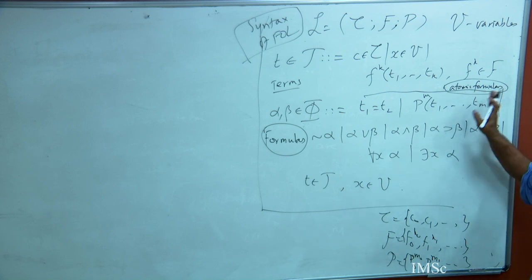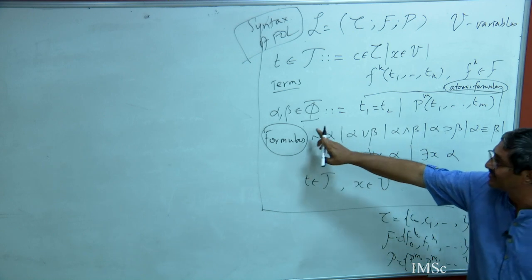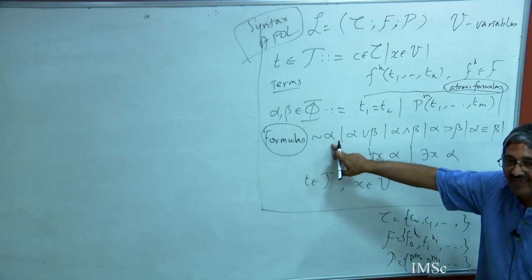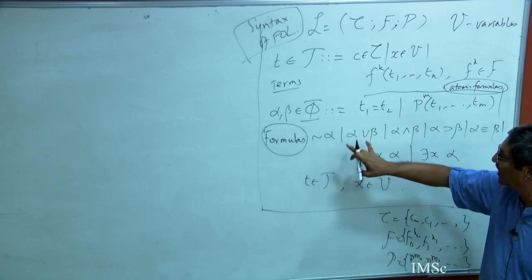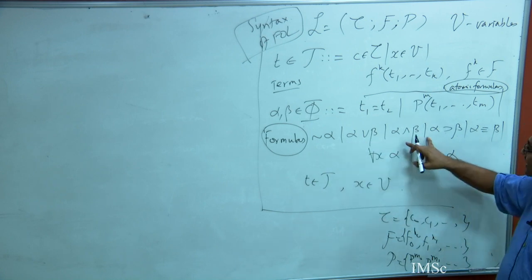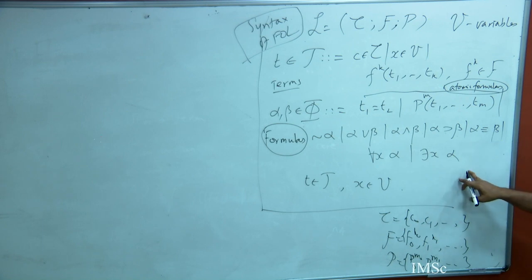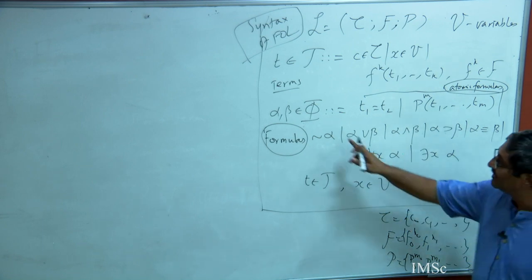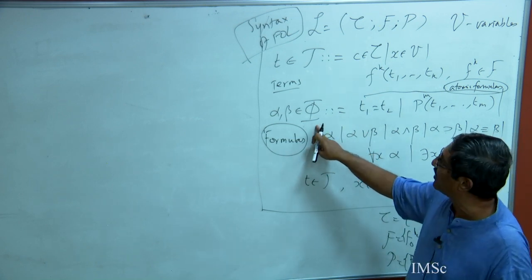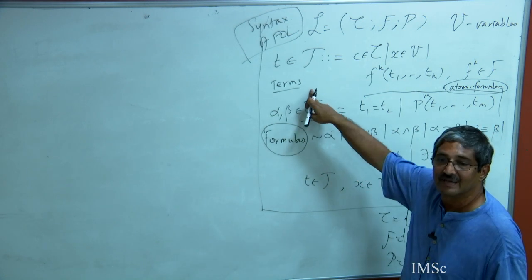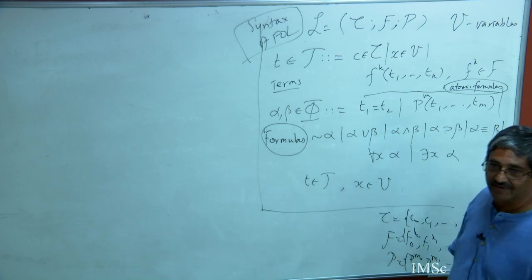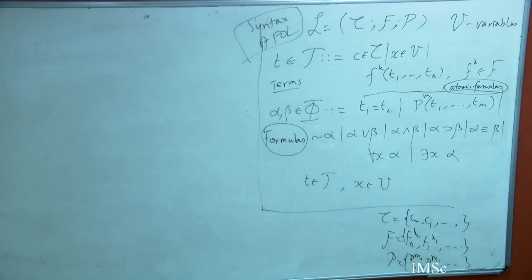So these are atomic formulas, and once you have atomic formulas, as you can see, inductively if alpha is a formula, negation alpha is a formula, alpha or beta is a formula, etc. And if x is a variable, for all x alpha, there exists x alpha. And these are the only formulas. So the set of all formulas of the language is given by this big Greek set phi. Phi is the set of all formulas of my logical language. Yeah, somebody had a question? Yes, sir, Megha.